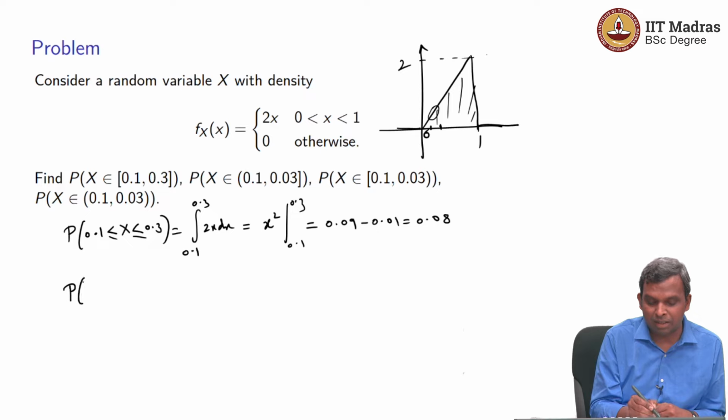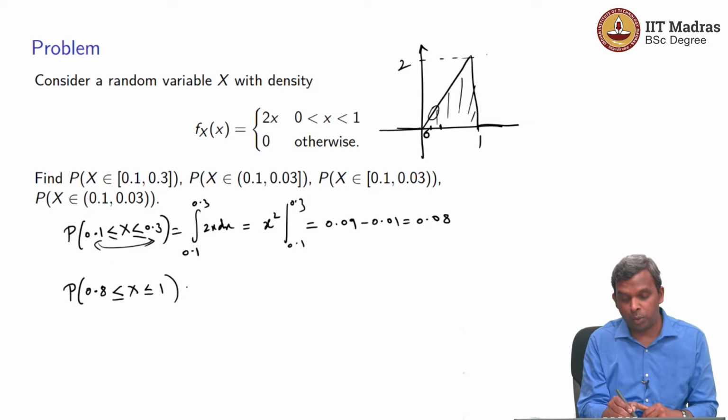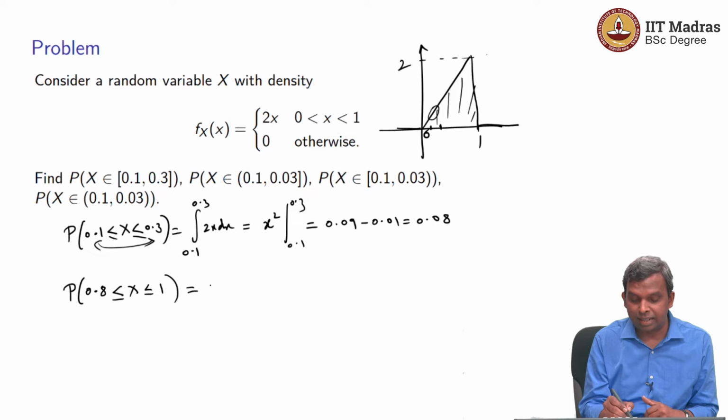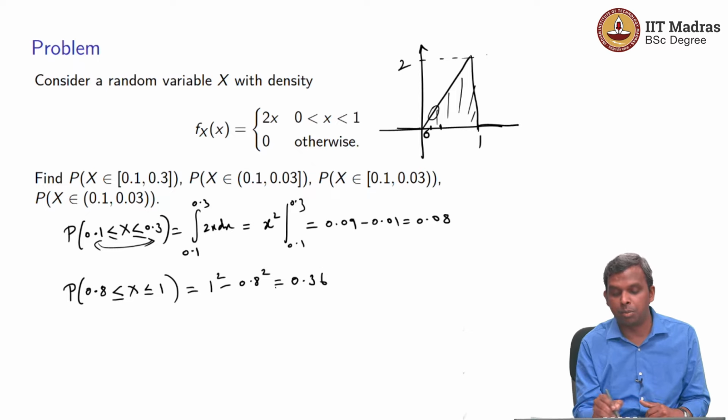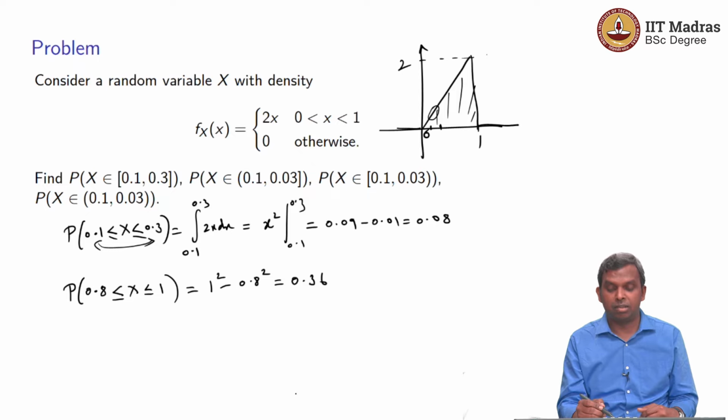Just for comparison, this is an interval of length 0.2. Let's say we look at the same length interval between 0.8 and 1, situated near 1. You will get 1 squared minus 0.8 squared, so that is 0.36. Notice how much higher this probability is compared to that probability. So that would work out in that fashion.